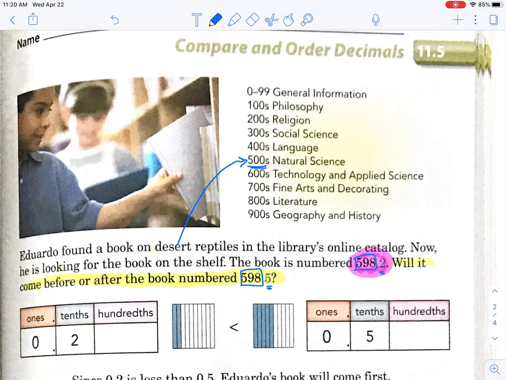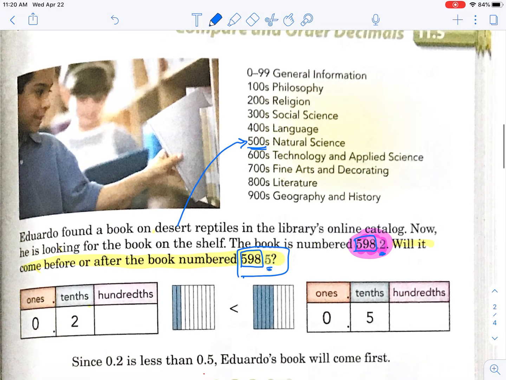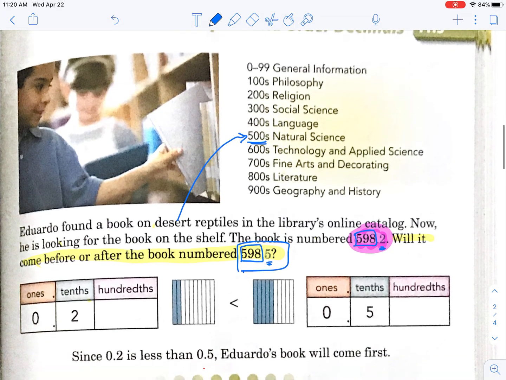He sees a book on the shelf that says 598.5, okay? The book that he's looking for. Will it come before the book that he sees or after? So he's saying, does this book, 598.2, come before or after 598.5? Well, let's just look at the decimal because the whole number is the same. So let's just compare the decimal. 0.2, that's the book he wants, and 0.5. Do you see that?